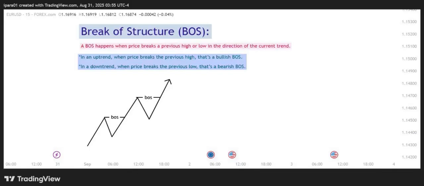Let's start with BOS, which means break of structure. A BOS happens when the market breaks a previous high or low in the same direction as the current trend. For example, in an uptrend, if price keeps making higher highs and then breaks the last high, that is a bullish BOS. In a downtrend, if price breaks the last low, that is a bearish BOS. This is a very strong confirmation that the trend is still alive and will probably continue. So, when you see a BOS, you can expect the market to move further in that direction.